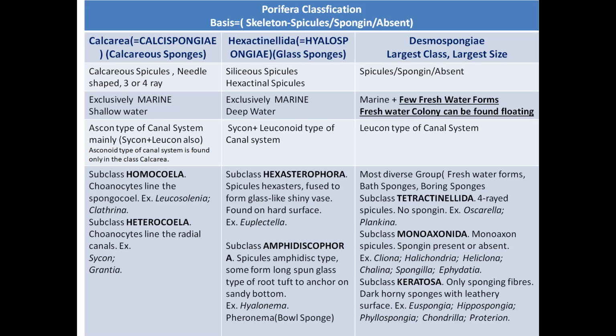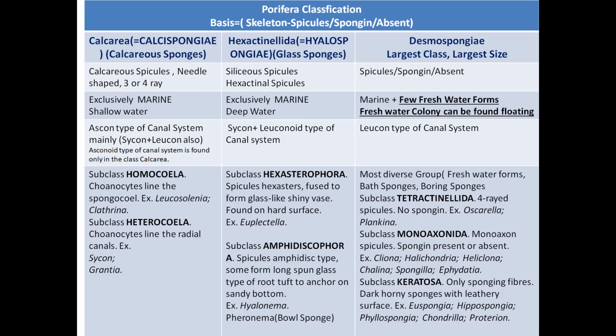Now Calcarea has the Ascon type of canal system. Mainly, it has Sycon and Leucon also, but mainly the specimens have Ascon type. And Ascon type is not found in any other class. It is restricted only to class Calcarea. Then in Hexactinellida, Sycon and Leuconoid type of canal system is present. In Demospongia, Leucon type of canal system is present.